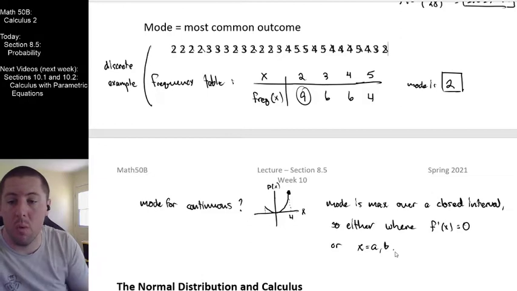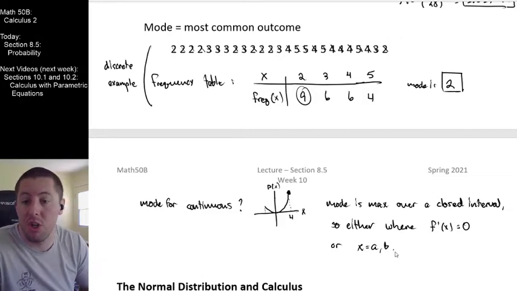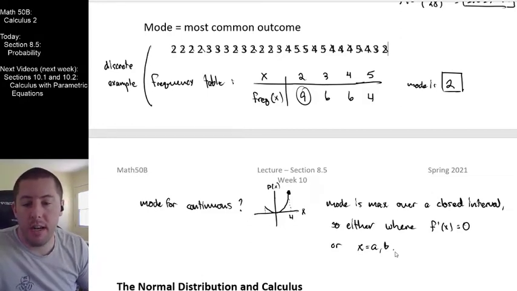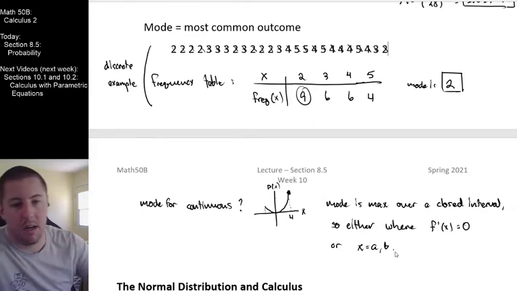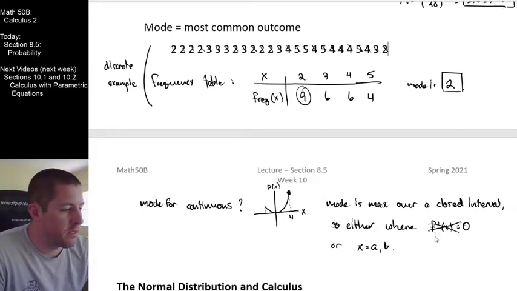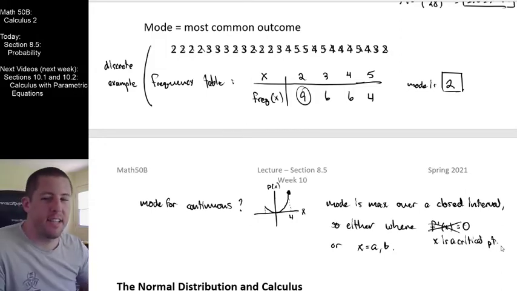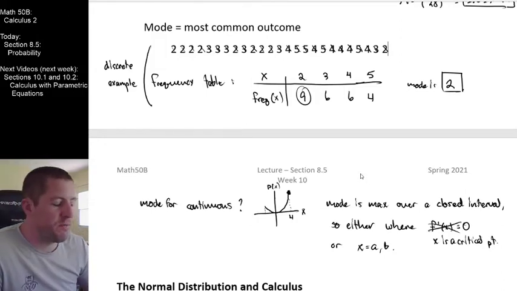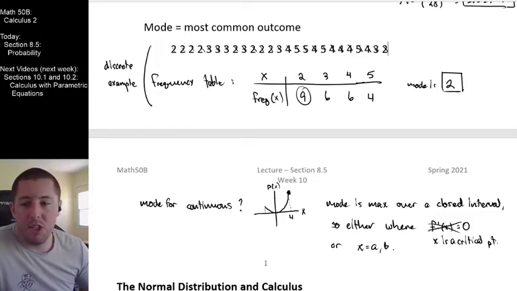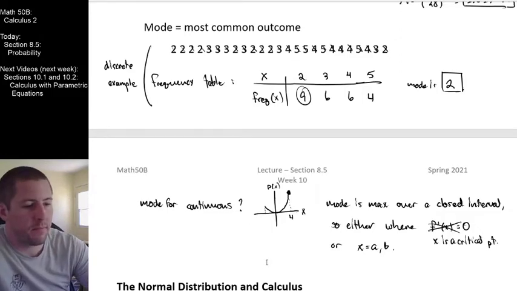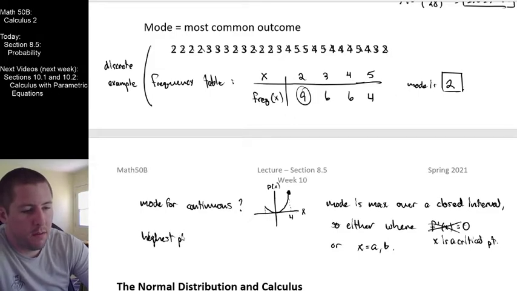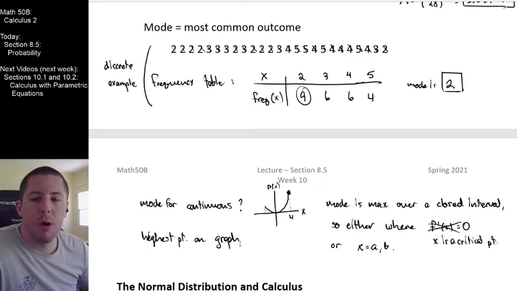So remember in Calc 1, you guys found the max value of a function over a closed interval. What you knew that you had to check is, okay, I should just say here, critical points. Because we know that critical points can occur at discontinuities as well, and sometimes the probability distribution functions have those, right? But in any event, it should just be the highest point on the graph. Right, that's where our mode is going to be occurring right there. So mode's pretty easy right there.